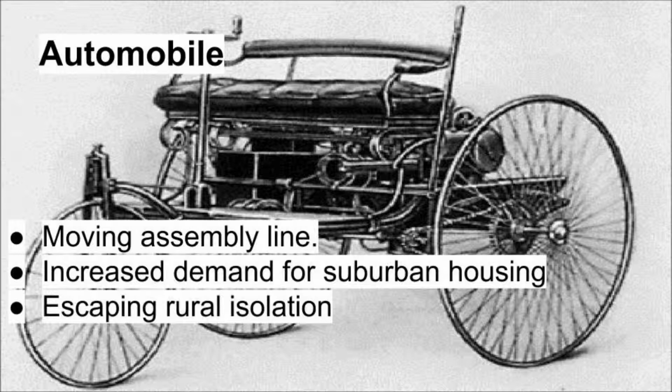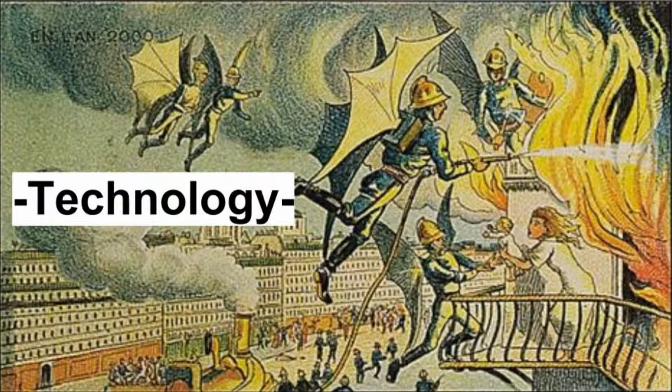The invention of the automobile also unified the nation as a whole. This increased due to the moving assembly line. The invention of the automobile increased demand for suburban housing because people could now live outside of the city and still come into the city for work. This also allowed people to escape rural isolation, where before they were truly stuck within their community because they had no means of transportation.